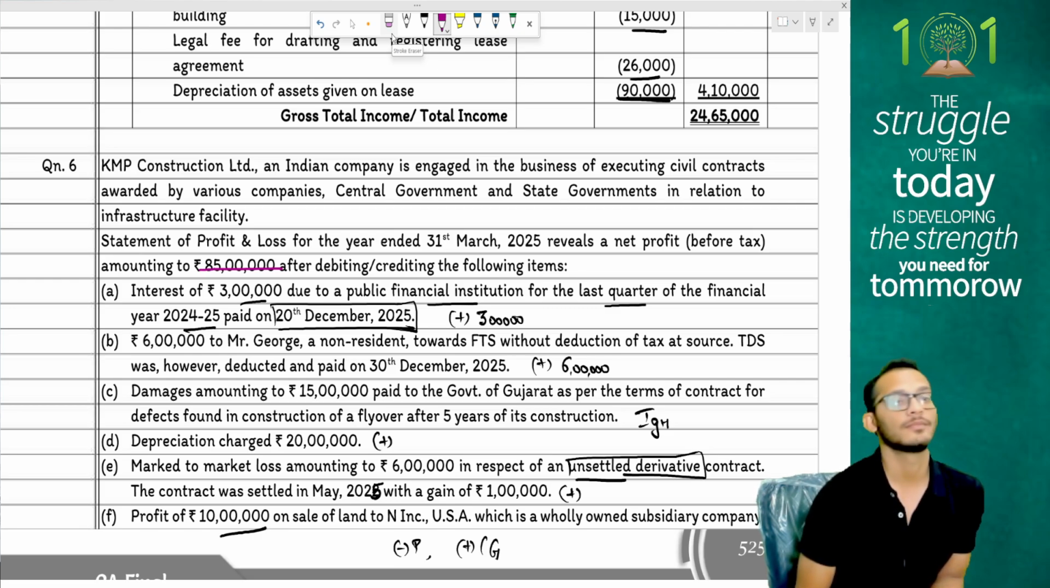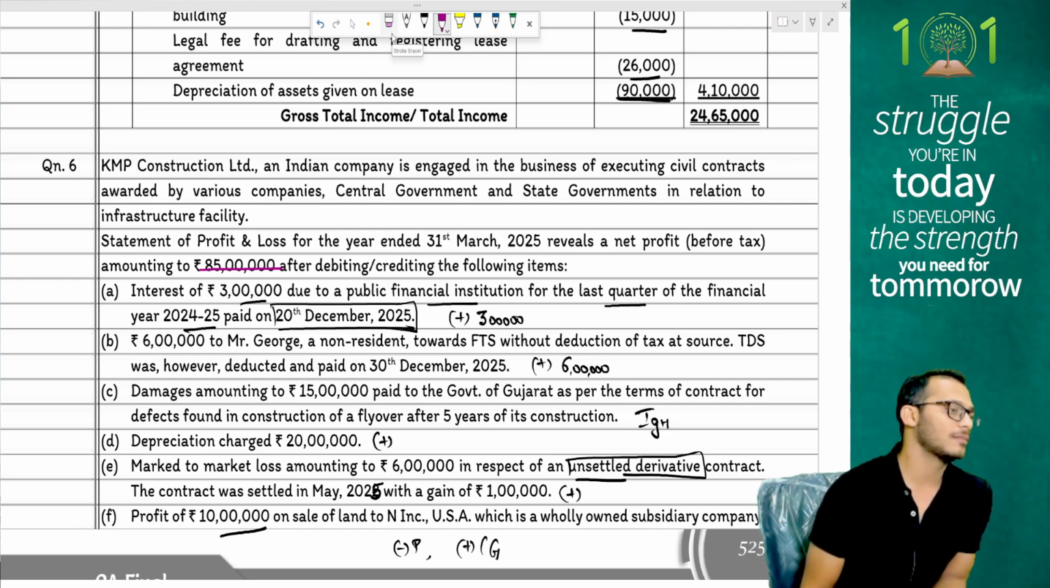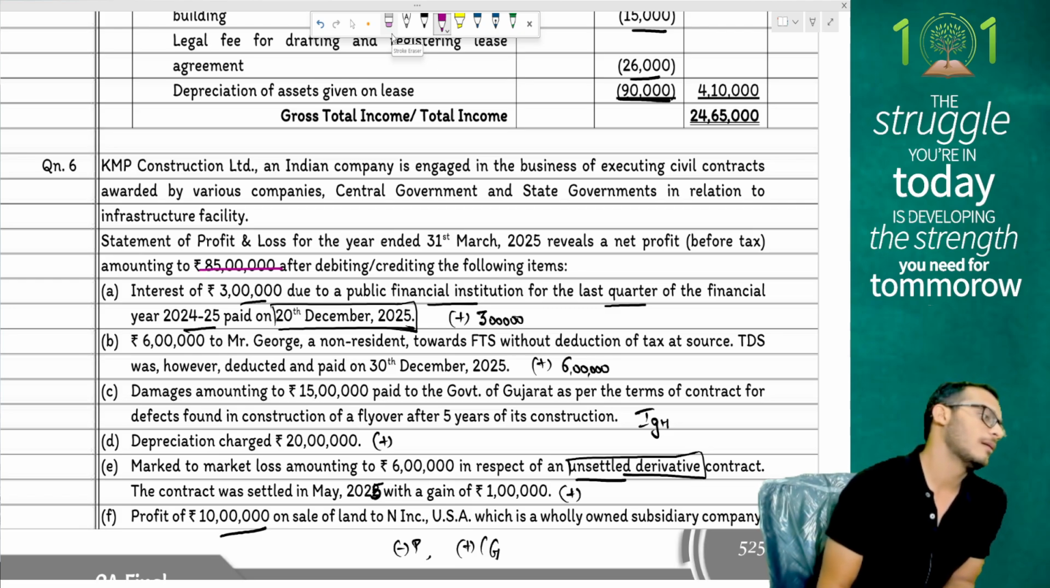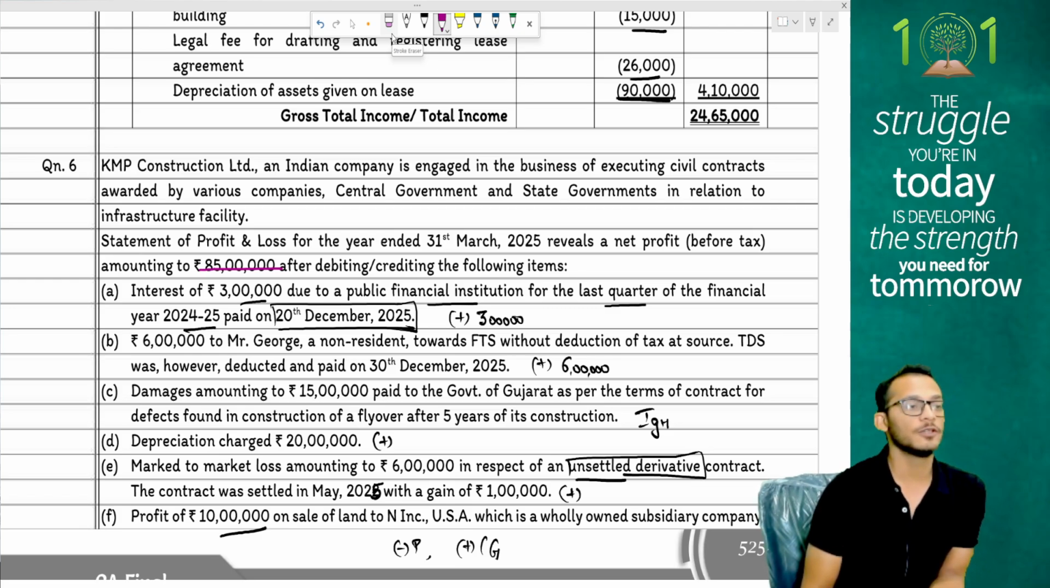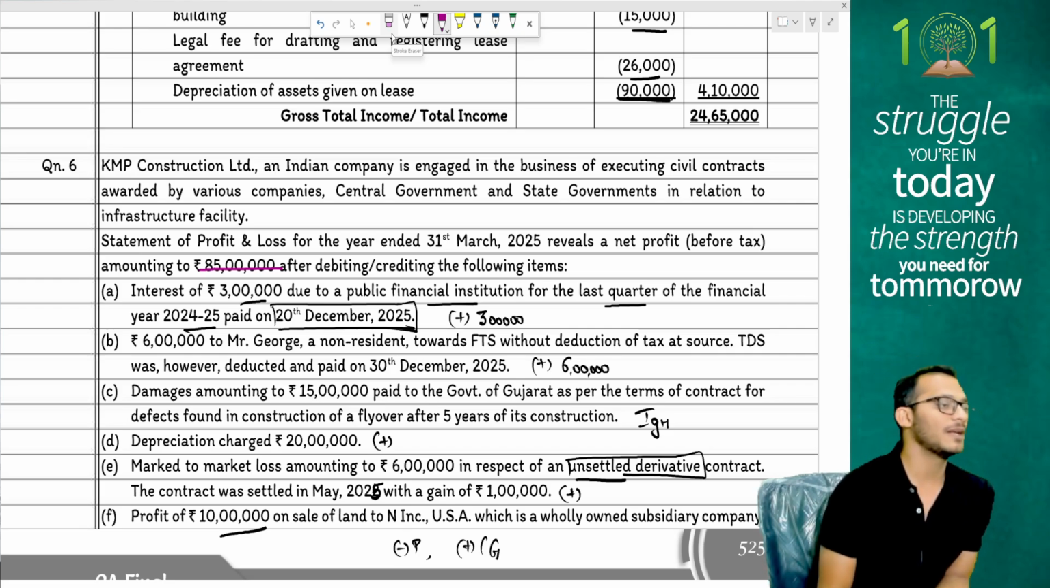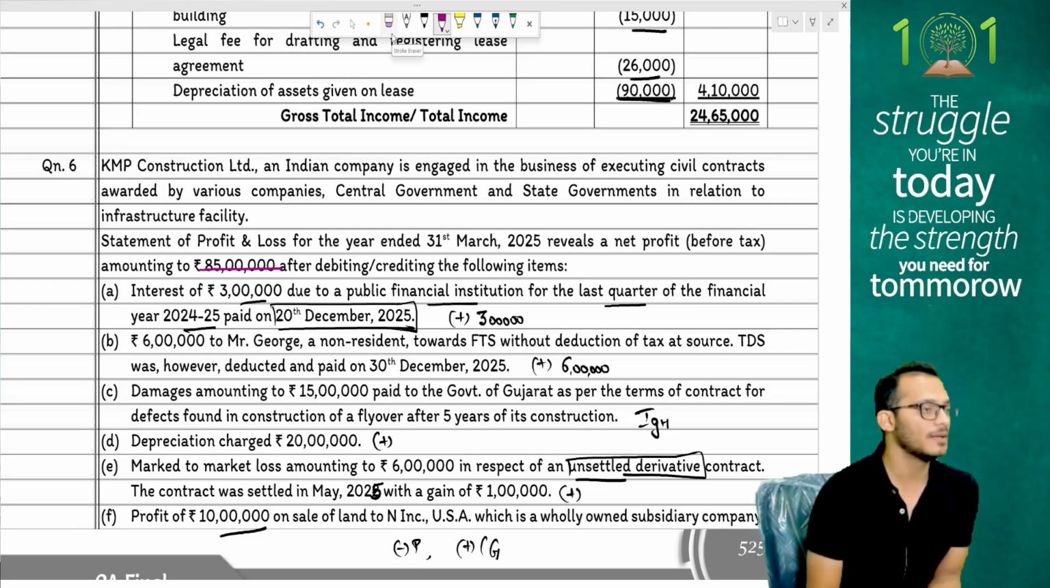if TDS has not been deducted before the previous year. People, I told you two conditions are there. First you deduct, then you pay. This is a case of non-deduction itself, so I'm stopping there. Where TDS is not deducted before the previous year. Full stop. Next line.